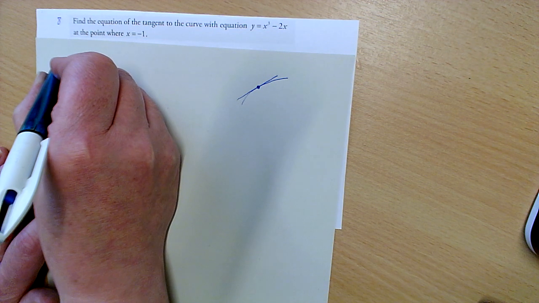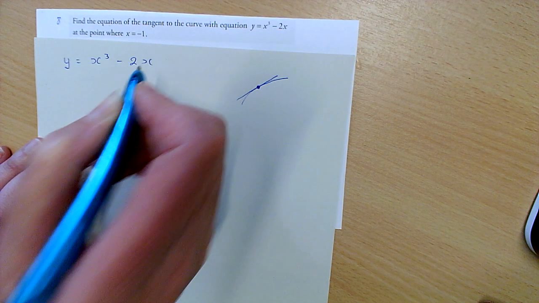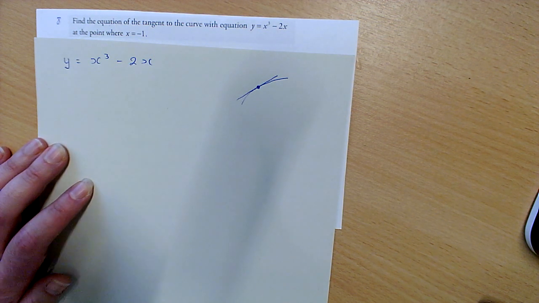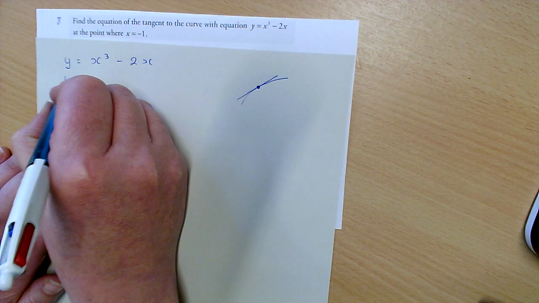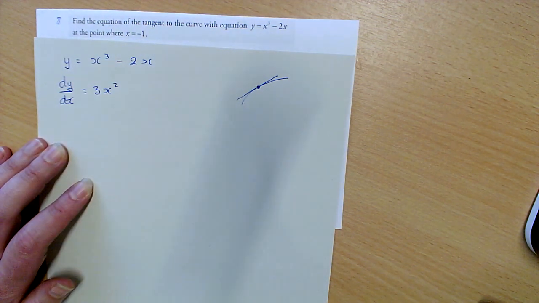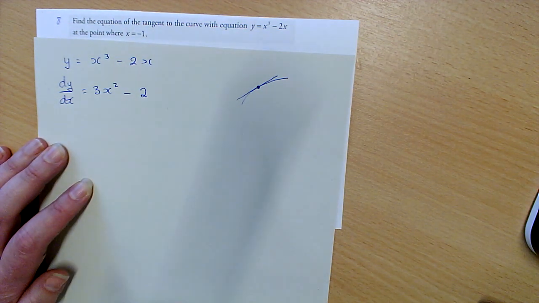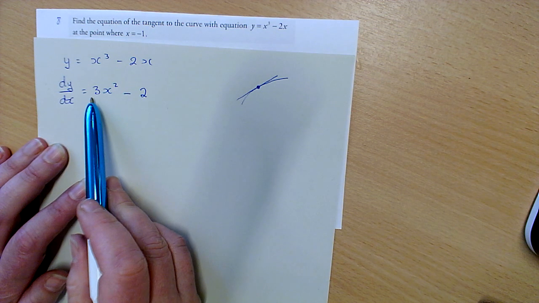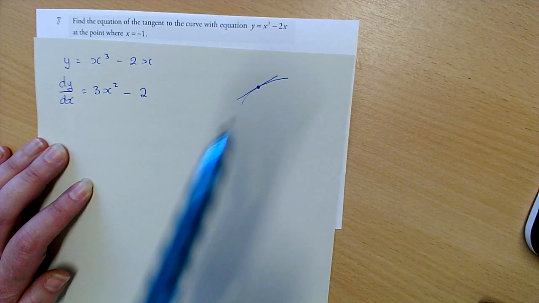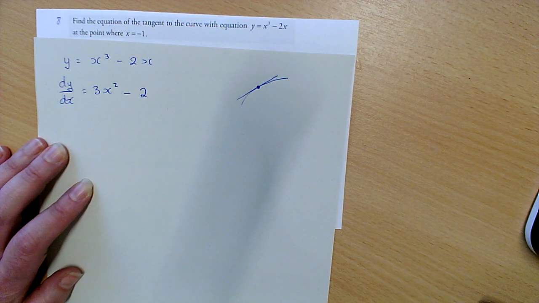So we've got y equals x cubed minus 2x. That is nicely ready for differentiation. We don't have any preparation to do. So we're going to say dy by dx equals 3x squared, because you're multiplying by the power and reducing the power by 1, minus 2. Okay, so that is a general equation for the slope, for the gradient at any point on our curve. But we want it at a particular point. We want it where x equals minus 1, and that is the gradient of our line.